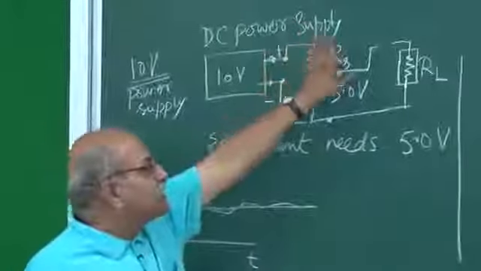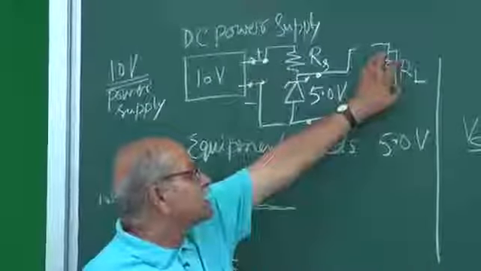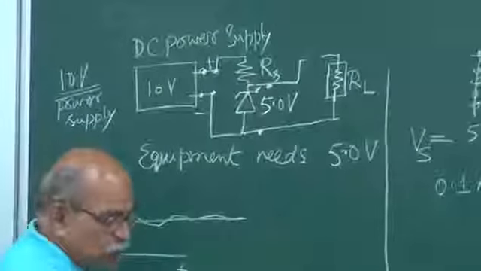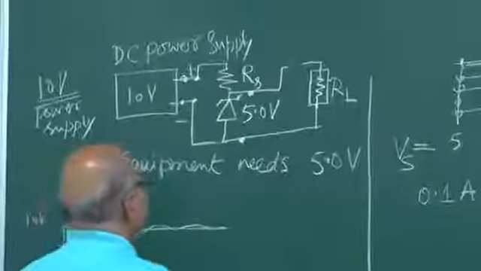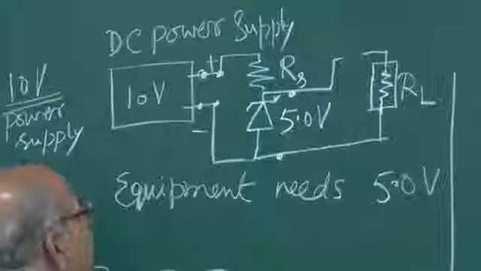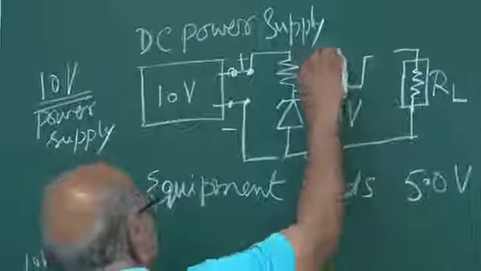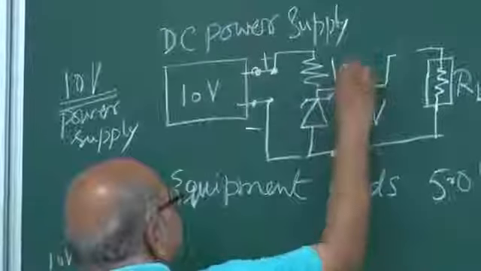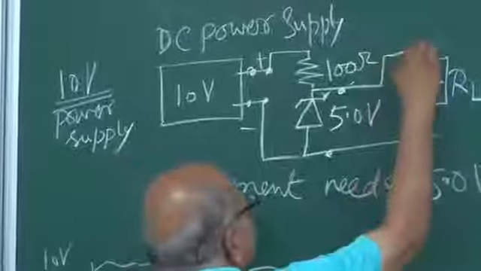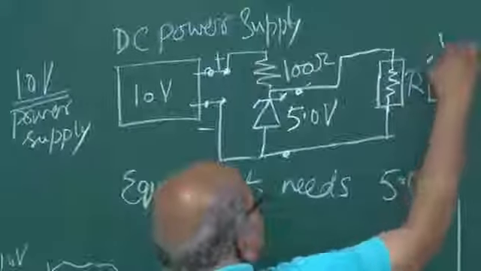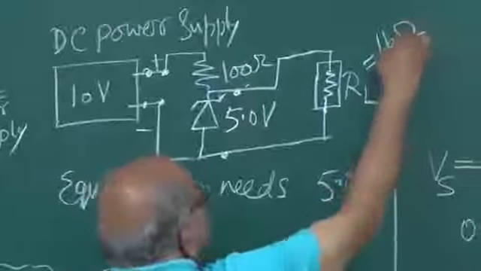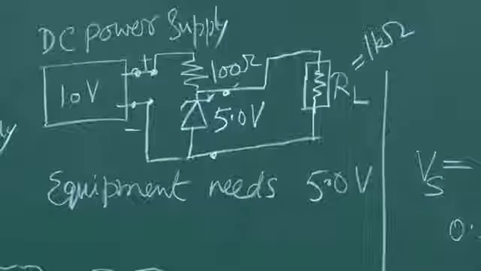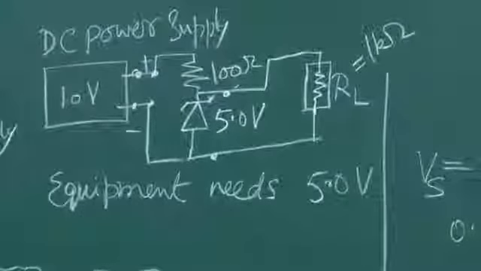So now let me come back to my circuit here, my equipment here, my appliance here, and let's choose some RS. Definitely I won't like to choose just 50 ohms, so let me take 100 ohm, and I connect this, and suppose this RL is 1 kilo ohm. Right? Now see what happens.